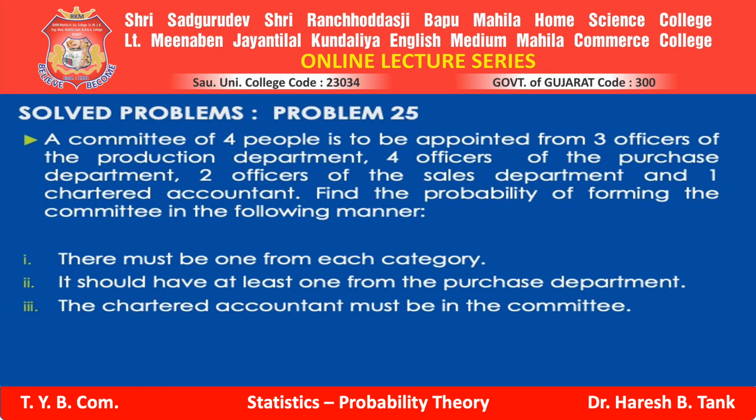A committee of 4 people is to be appointed from 3 officers of the production department, 4 officers of the purchase department, 2 officers of the sales department, and 1 chartered accountant. Find the probability of forming the committee in the following manner. This is the same as the last example, right? First one, there must be 1 from each category. It should have at least 1 from the purchase department. And the third option is the chartered accountant must be in the committee. Right? It is absolutely the same as the last example. Let us see.